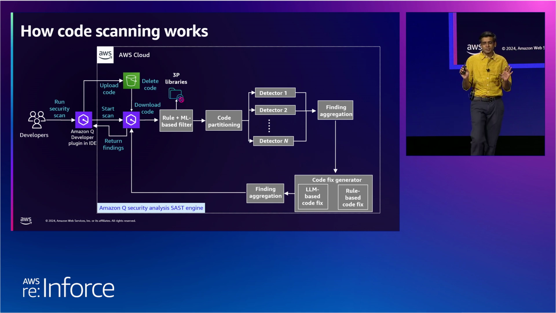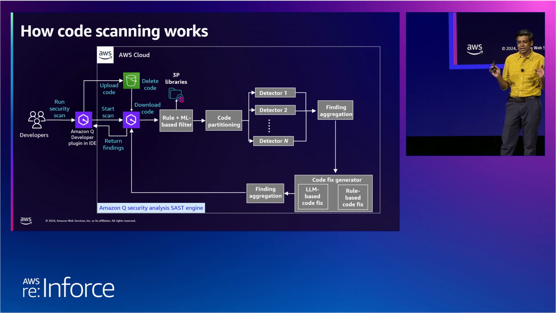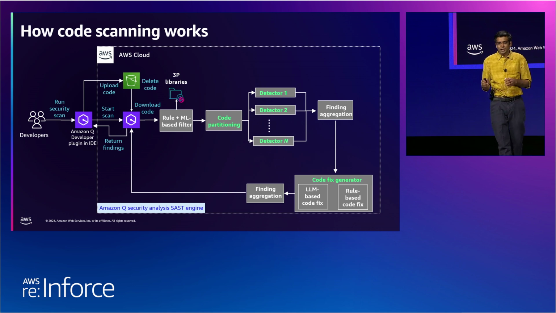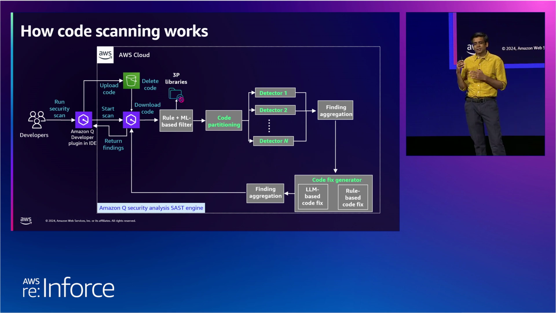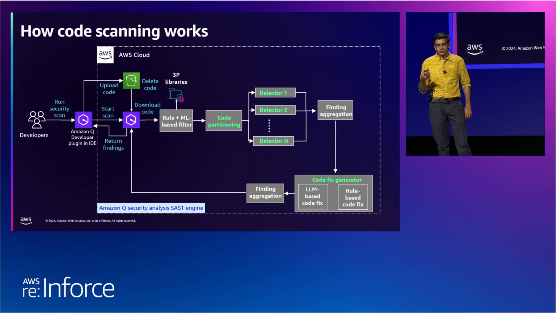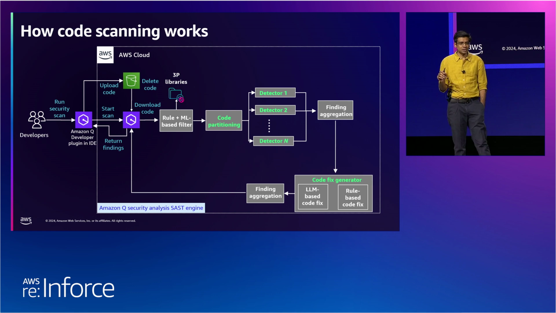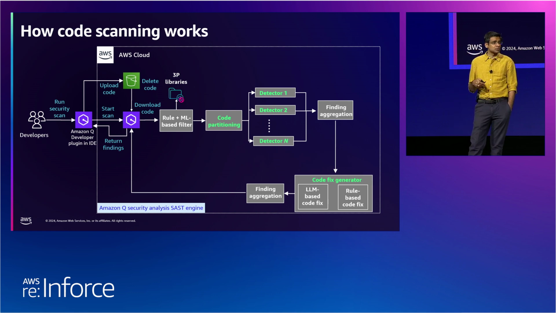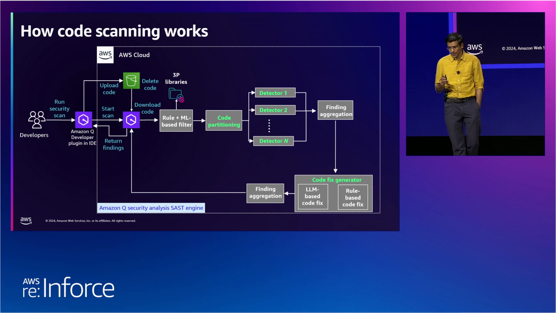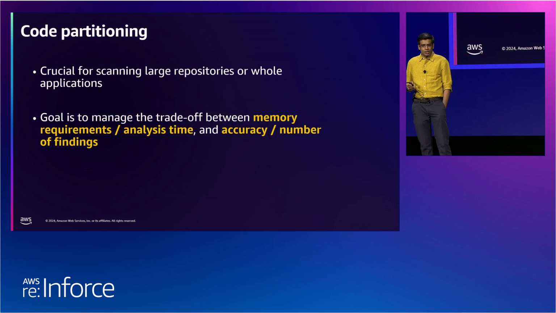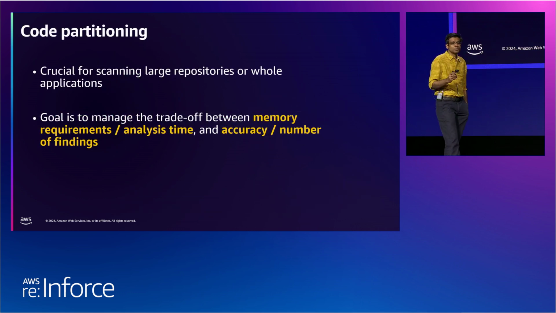So having understood this very high-level architecture of the code scanning engine, we'll peek a little bit into three components. We'll look into the code partitioning engine, and we'll look into the detectors that are powering the security analysis, in particular the program representations that are the foundations of these detectors. And finally, we'll look into the code fix generator. Okay, so let's start with the code partitioning.